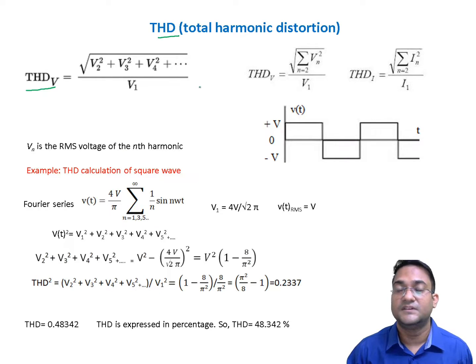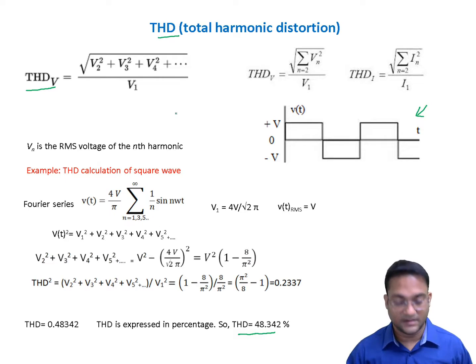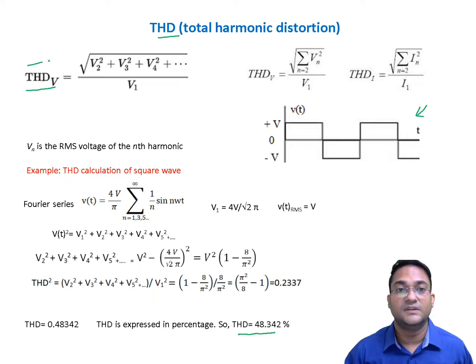So this definition you have already studied, and simply you apply Fourier series to this square wave and you can calculate what will be the THD. So I already gave you the solution. You work on it and determine what will be the THD.